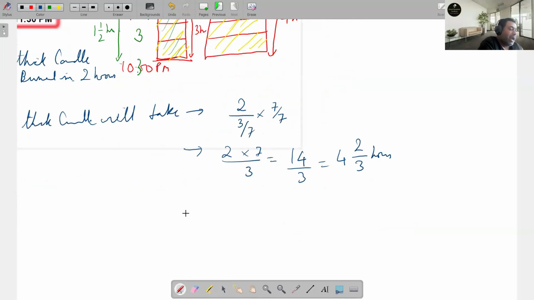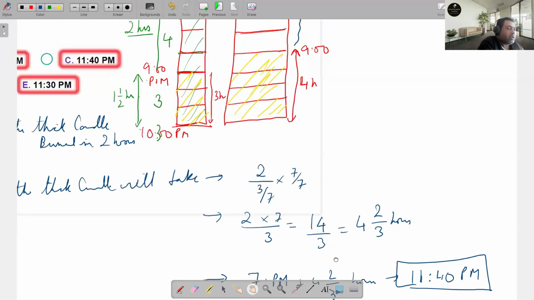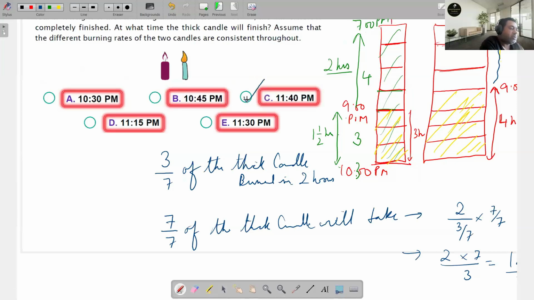And if we add that time to 7 p.m., 7 p.m. plus 4 whole 2/3 hours, 2/3 hours is 40 minutes, and 4 hours added to 7 becomes 11:40 p.m. Okay, and that's going to be our answer. So our answer here is 11:40 p.m., which is option C. All right, so we'll move on to the next question.